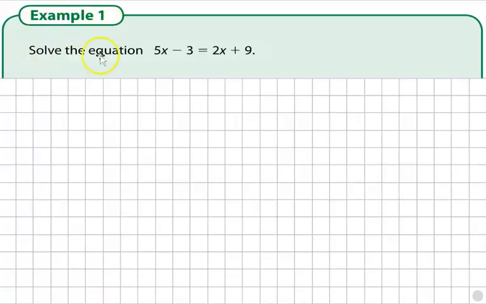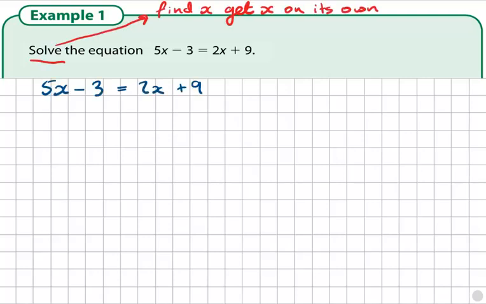Example 1. Solve the equation 5x minus 3 is equal to 2x plus 9. This is an equation because there's an equal sign in it. Solve means find x, get x on its own. So we write out our equation, and there's two ways that we can solve it. There's a few different ways that you can solve linear equations.